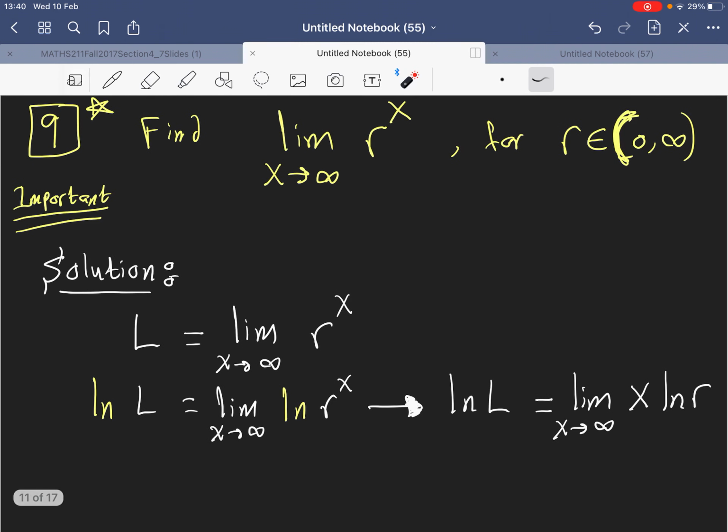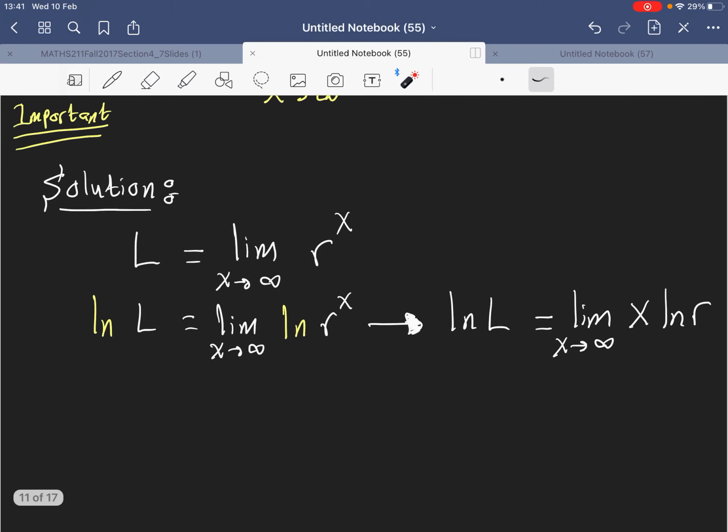In that case, when this is negative, then the answer will be minus infinity. So here we have to differentiate between several scenarios. Scenario number 1.